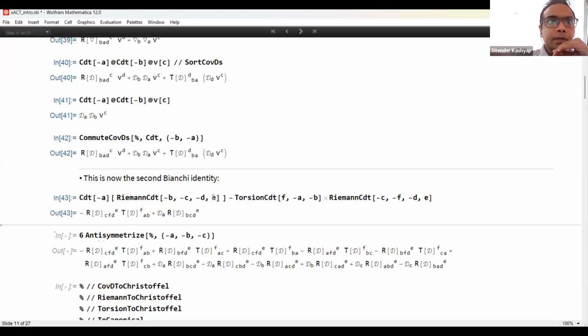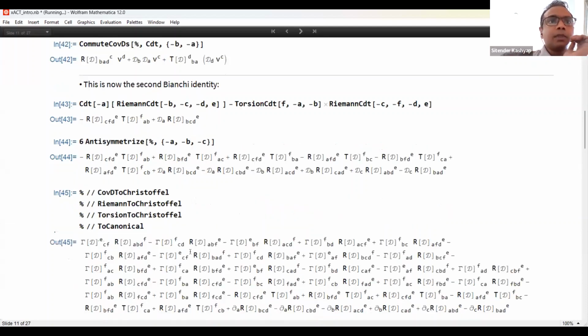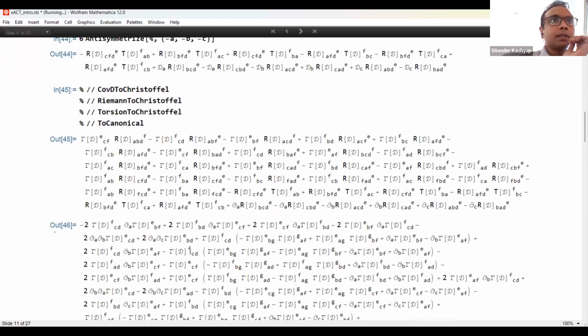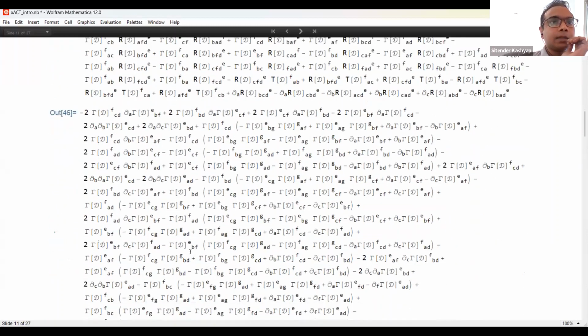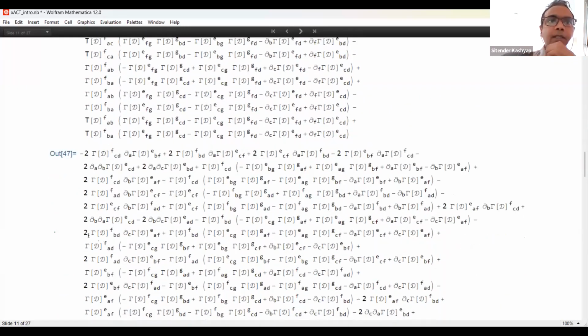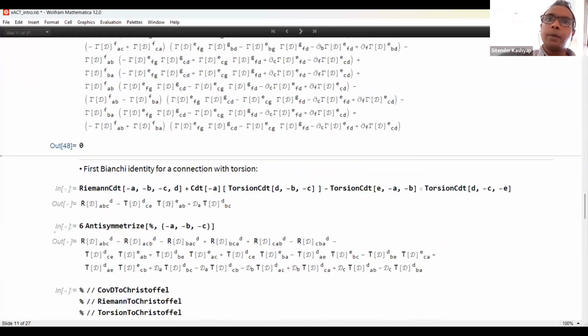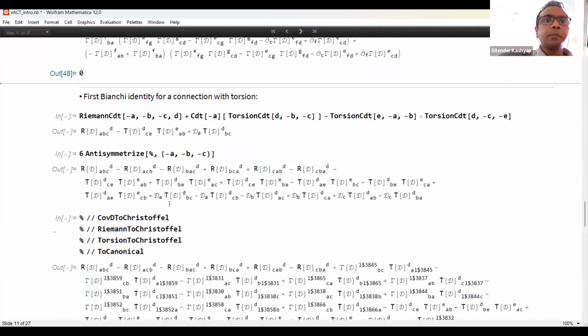So let's define this first, and then anti-symmetrize. Now the idea is very simple. What we'll do is we'll again convert covariant derivative to Christoffel. Then there will be Riemann tensors to Christoffel, then torsion to Christoffel, etc. So with this, hopefully it's still running, and eventually it's showing all the result, but eventually we find that the identity indeed is satisfied. Similarly, we can check for the first Bianchi identities, but let's keep it for another day.